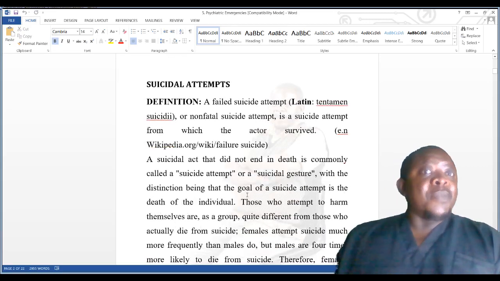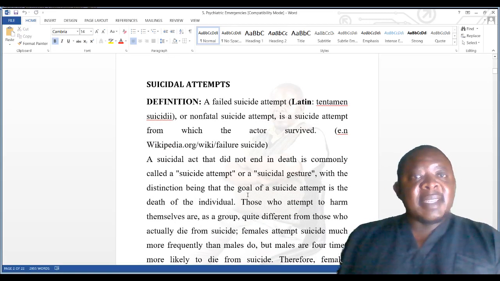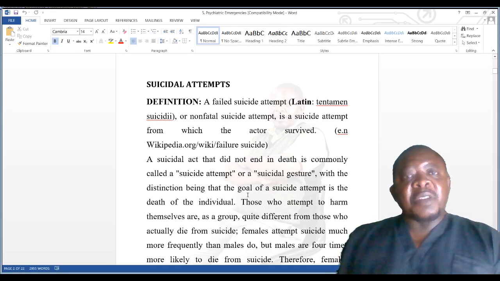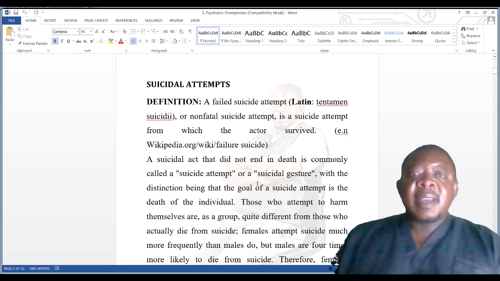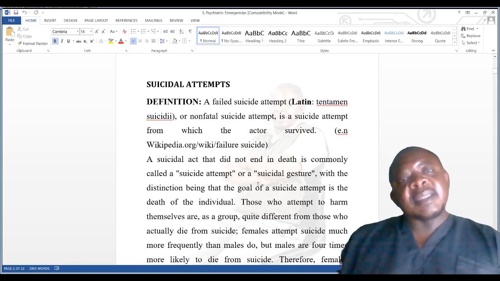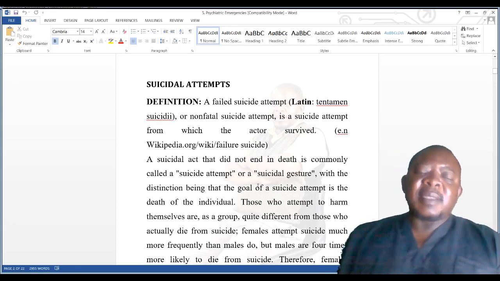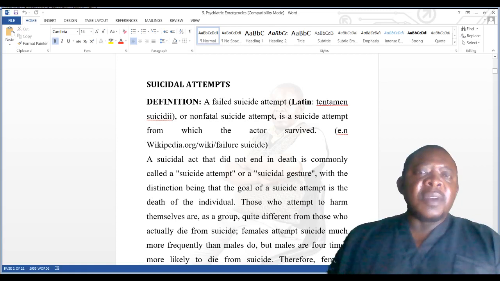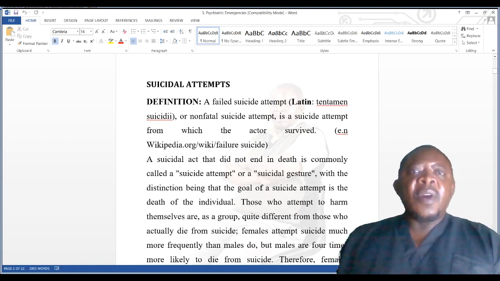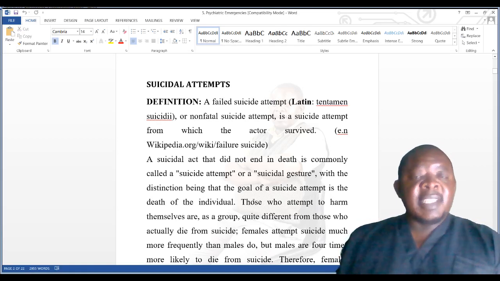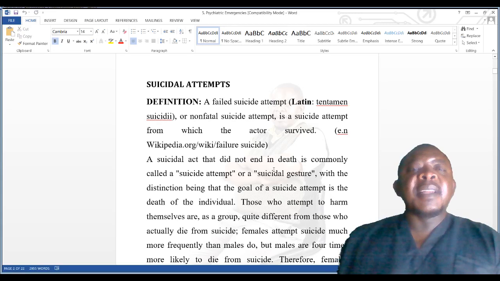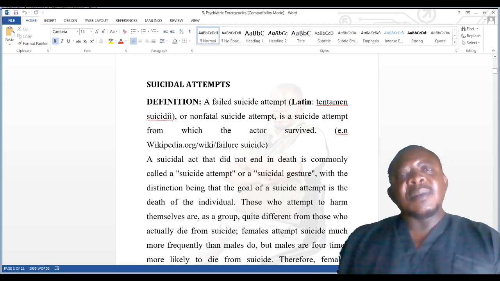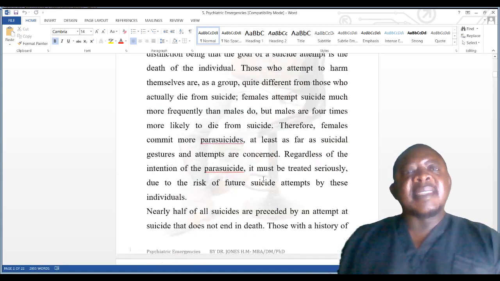So why we are looking at the suicidal attempt as a psychiatric emergency is because it may affect the ABC, that is the airway, breathing, and circulation, of which it will need resuscitation. Okay, so resuscitation in this way will depend according to how the ABCs have been affected.